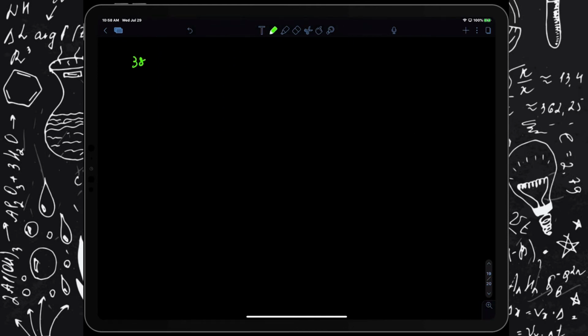We have number 38. Number 38, it says a stone is thrown straight down from a cliff with an initial velocity, so we have VO equals 8 meters per second. What is the stone's velocity after 3 seconds? So we have time 3 seconds. We know that gravity is going to be 9.8 meters per second squared. And it says, what is the stone's velocity after? So we need to find the final velocity here.